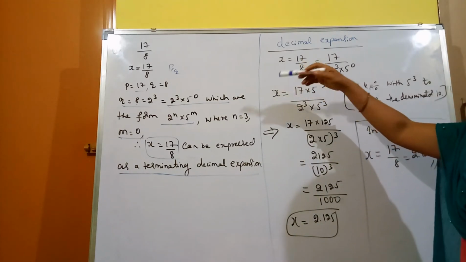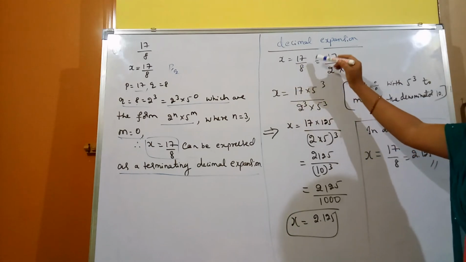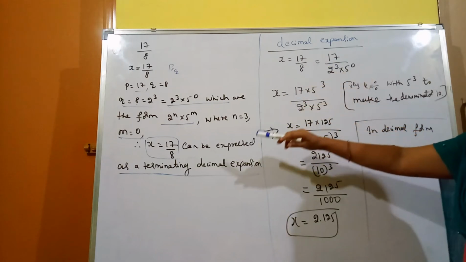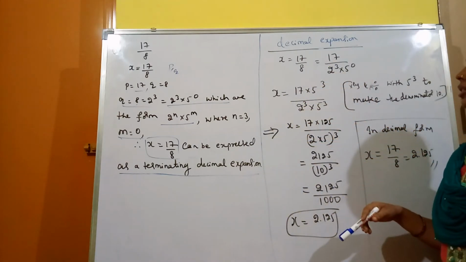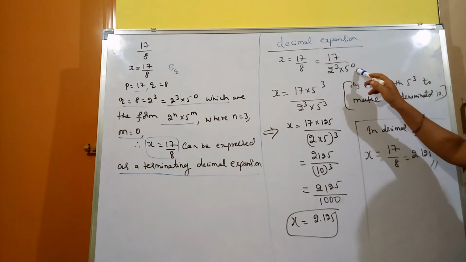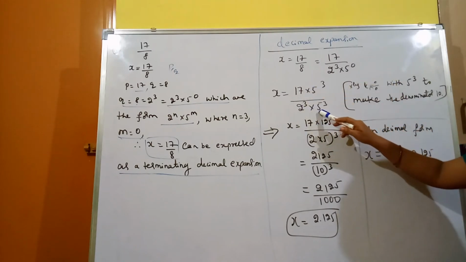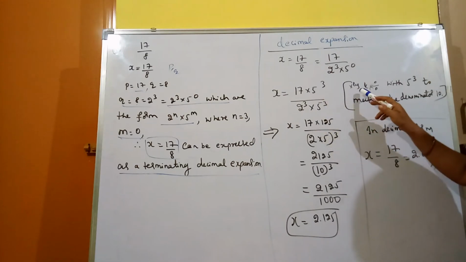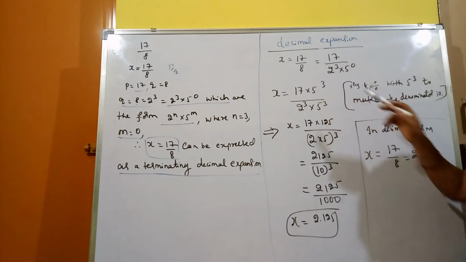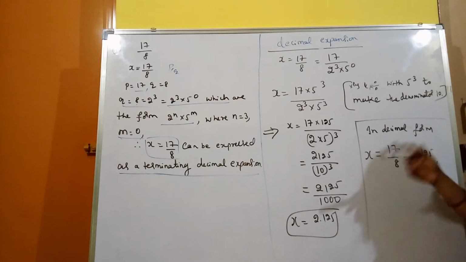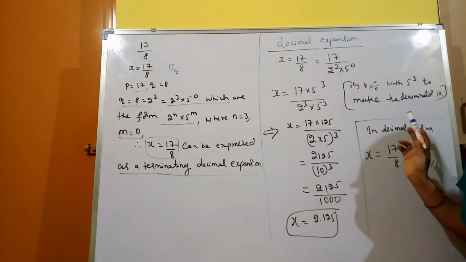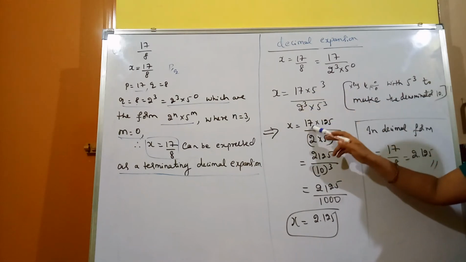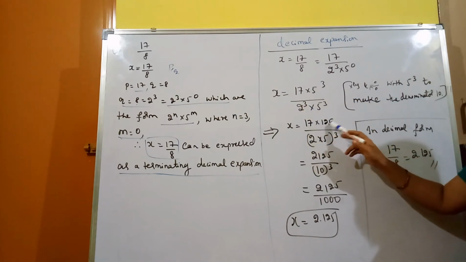This will also be very easy. The given number we call x is equal to 17 by 8. We write the factors of 8 in the form 2 to the power n into 5 to the power m, so 2 cube into 5 power 0. We have to make the denominator 10. 2 fives are 10. So what is the power here? 3 is there. So multiply both numerator and denominator by 5 to the power 3 to make the denominator 10. Then multiply 17 into 5 cube over 2 cube into 5 cube. 5 cube means 125.